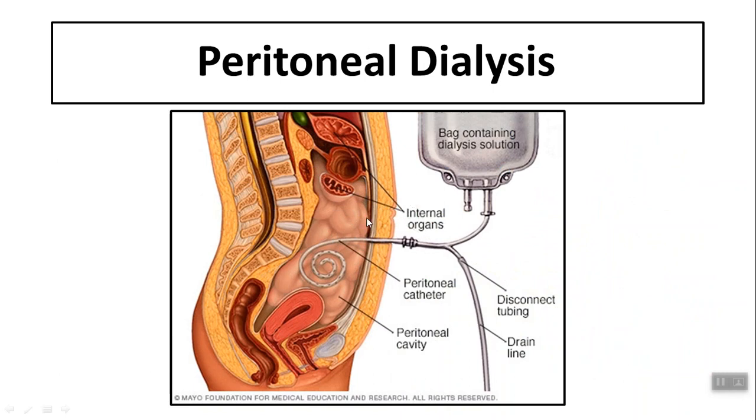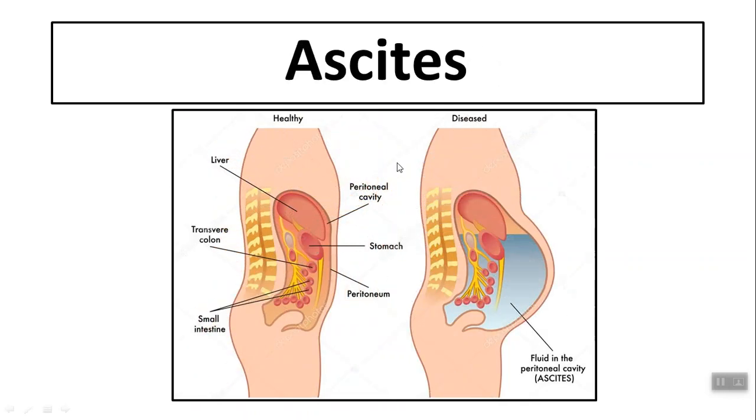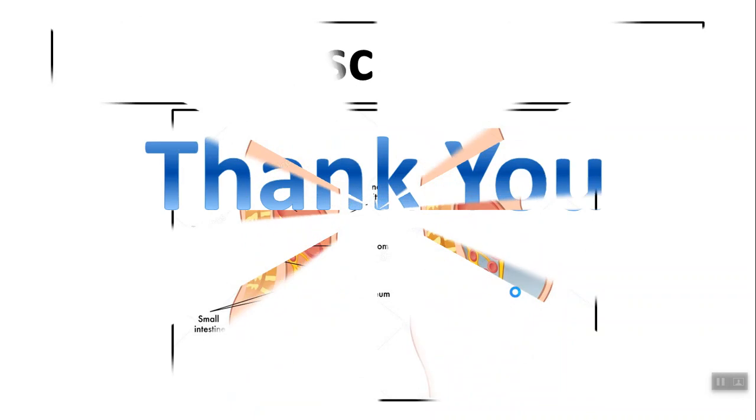Because the peritoneal cavity is regarded as the most extensive cavity in the body, we can use this cavity for dialysis, what we call peritoneal dialysis. Another important issue is that in certain pathological conditions this peritoneal cavity might contain plenty of fluid, an abnormal collection of fluid, and this is called ascites. Ascites might be drained through the anterior abdominal wall. Thank you.